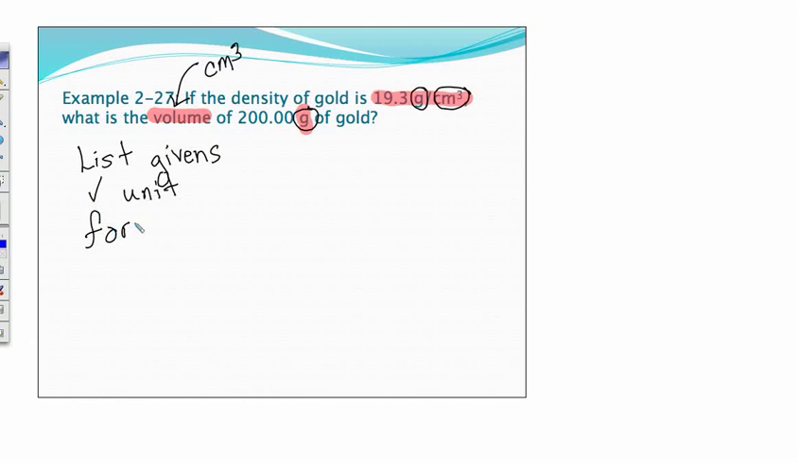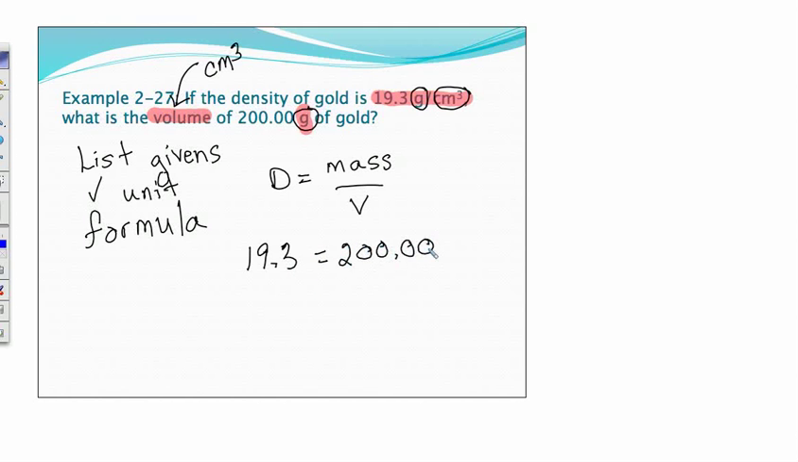Then you want to write down your formula. We're not using dimensional analysis anymore. We're plugging directly into a formula. So our density formula is that density is mass over volume. So they gave us 19.3 grams per ml. I've already checked my unit, so I'm not going to really worry about plugging units in at this point, over volume.